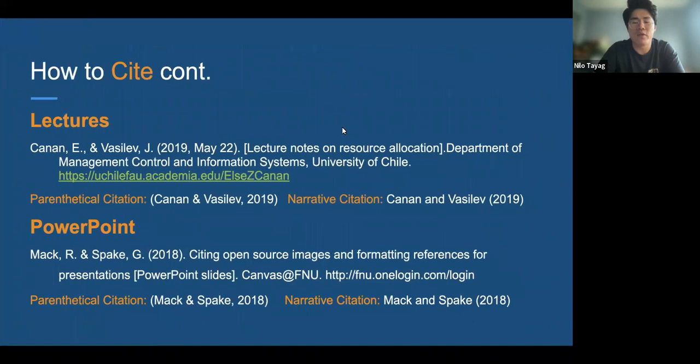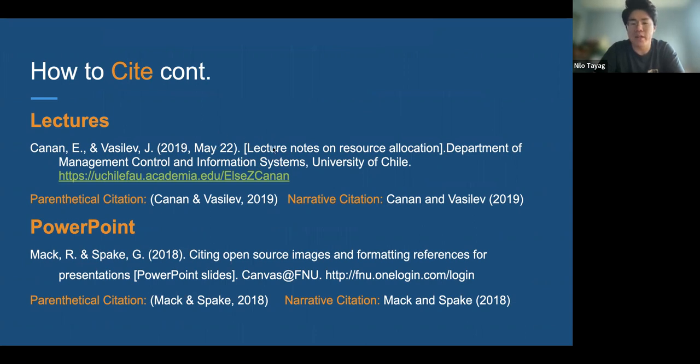Followed by references for journal articles, we have a couple of examples for lectures and PowerPoints as well. So let's start with the lectures. Again, standard format, we have the last name and first initial of each author of the source. For lectures, we not only want the publication year, but we want the exact date.